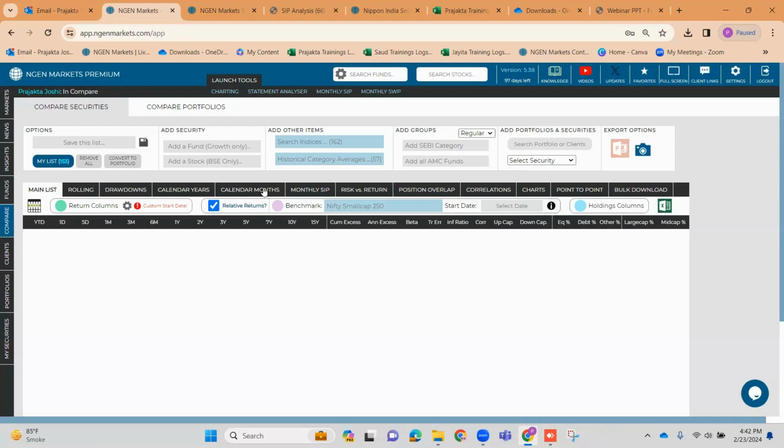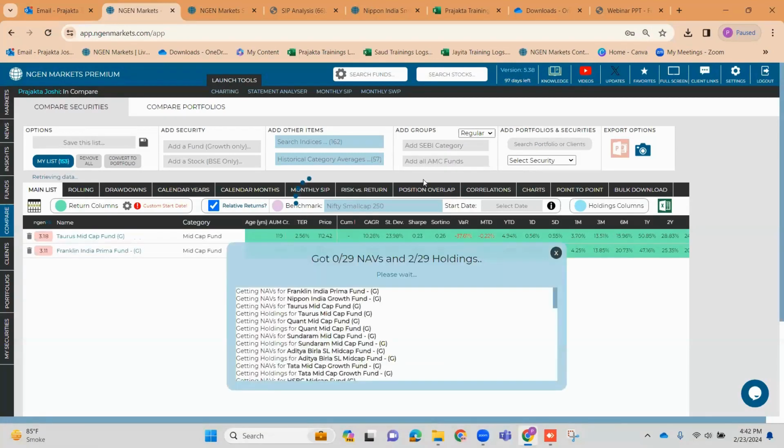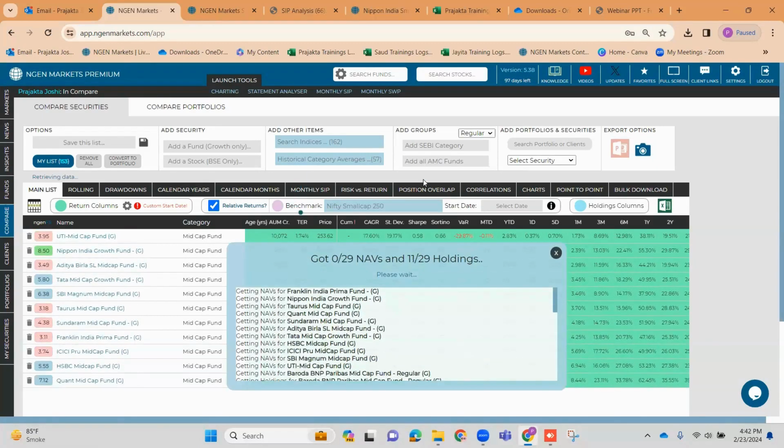So the second way of onboarding the list of funds in the compare section is directly in the compare section itself. Go to add groups and add SEBI category, the entire SEBI category of mid-caps. So I'm just going to choose mid-caps. All the 29 funds in one single shot will get added in the compare section.